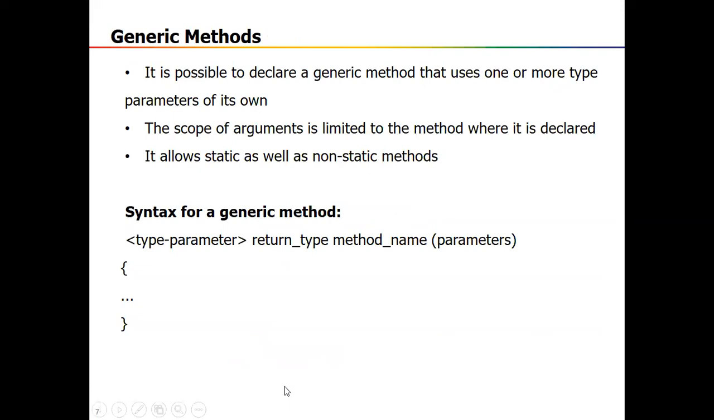Now let's see about generic methods. It is possible to declare a generic method that uses one or more type parameters of its own. The scope of the type parameters is limited to the method where it is declared. It allows static as well as non-static methods. This is the syntax of a generic method. Before giving the return type, we have to mention the type parameter within angle brackets. Then we give the return type, then the method name, and within parentheses the parameters can be mentioned. Then between the open and close curly brackets, we can define the body of the generic method.